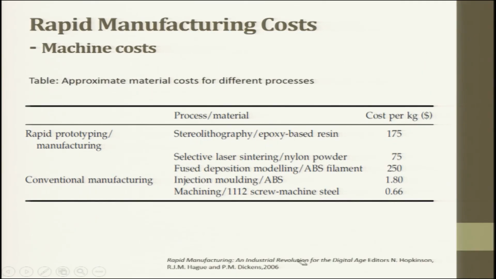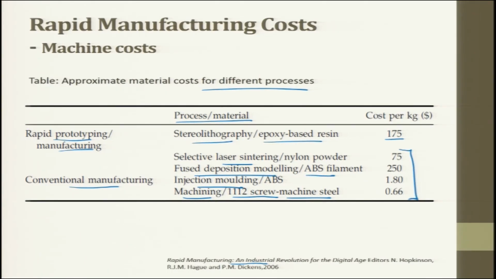This chart represents the cost for different processes, taken from a study from this book. These are the processes and materials. This is rapid prototyping, rapid manufacturing, and this is conventional manufacturing. For rapid prototyping, stereolithography and epoxy resin were taken as the process and material. It took $175. For conventional manufacturing, machining was done with 1112 screw machine steel, and injection molding was taken. For fused deposition modeling, ABS filament was taken. So, these were the costs per kg.